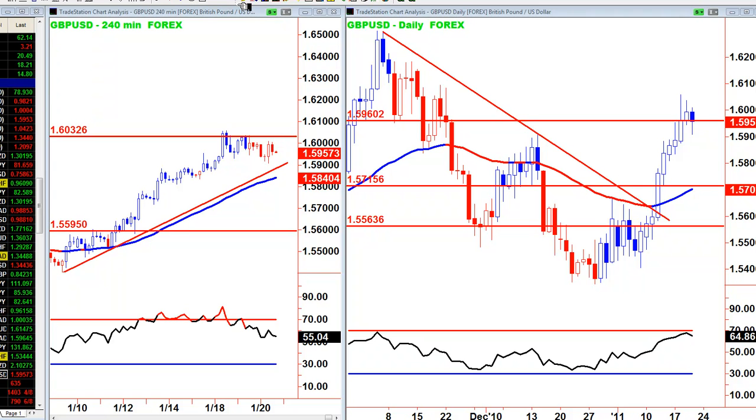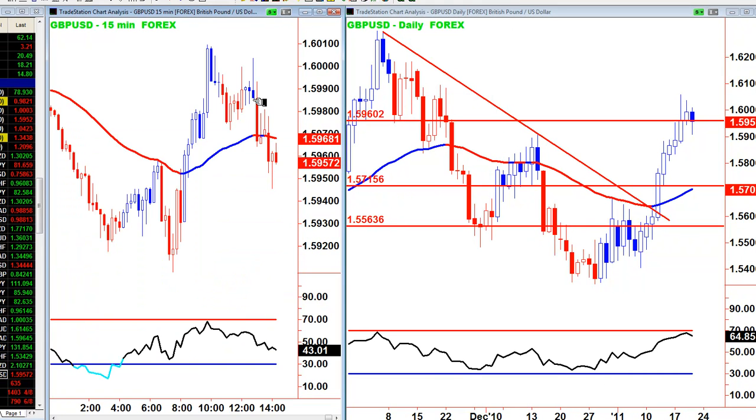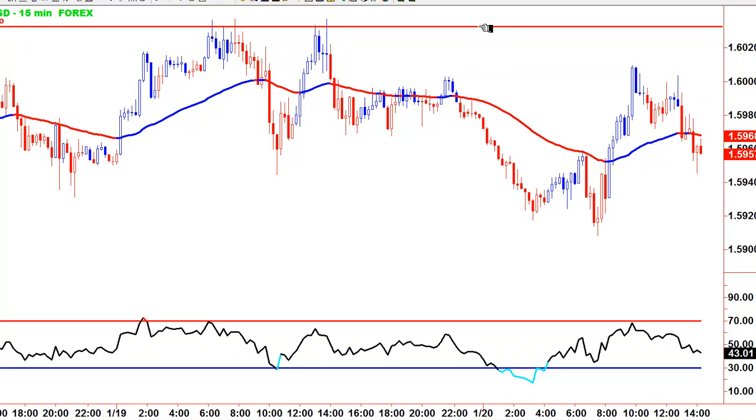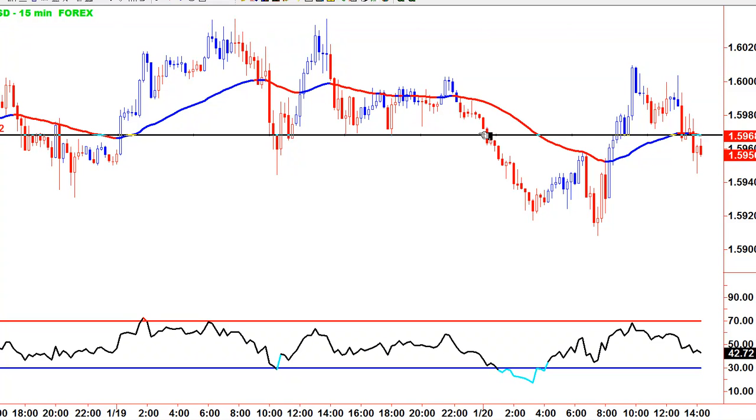And I'll show you what I was doing in the 15-minute chart. I did record it in another piece of software and it crashed on me, so I apologise. This is how I traded this one. You can see here we had a reversal bar on the 50 EMA in the 15-minute just as the data came out.